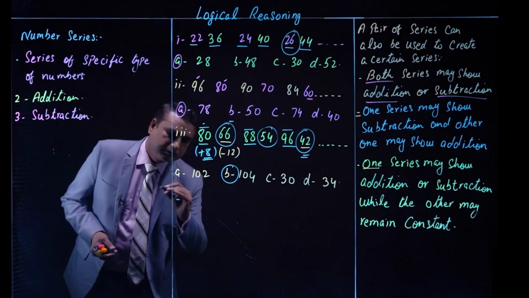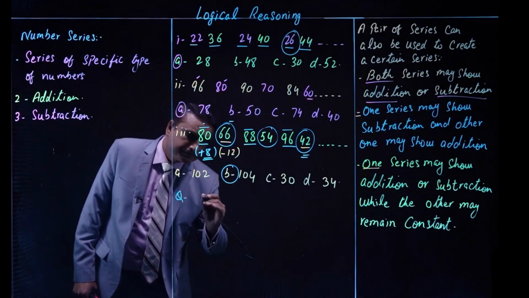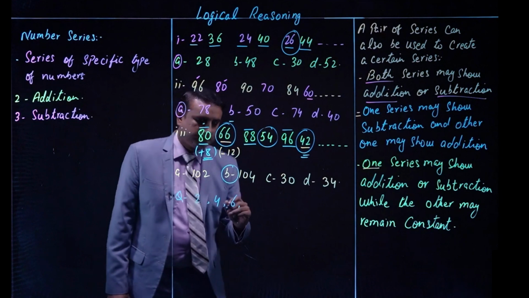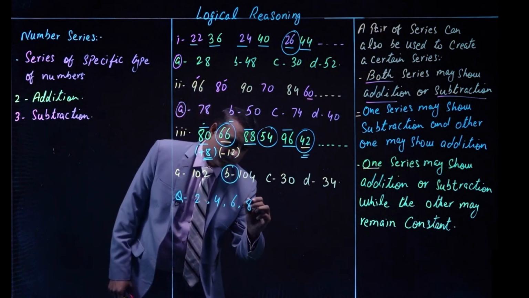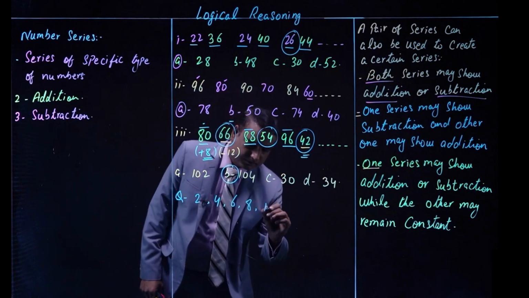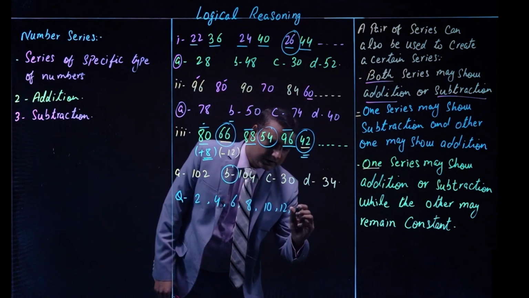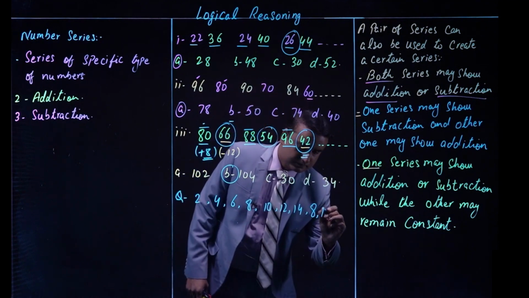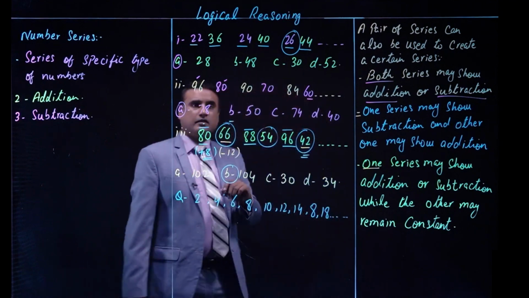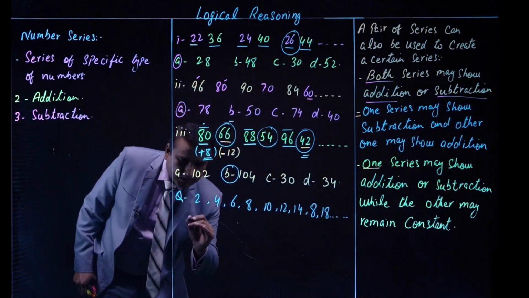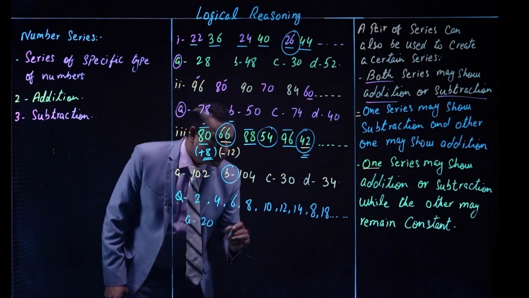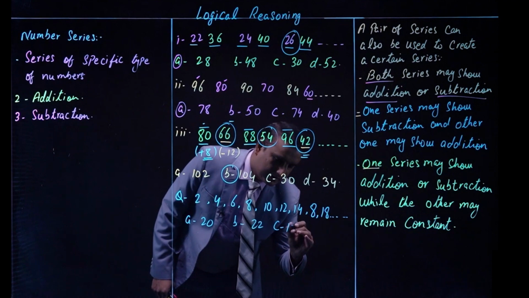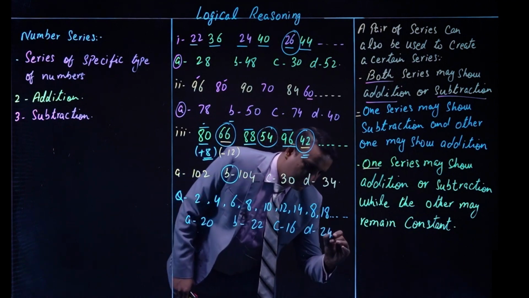लेट्स टेक एन एग्जांपल. मैं आपको एक सीरीज देता हूं, 2, 4, 6, 8, 10, 12, 14, 8, 18, and then there is a blank. Now the option is, option alpha you have 20, beta you have 22, Charlie you have 16, and delta you have 24.